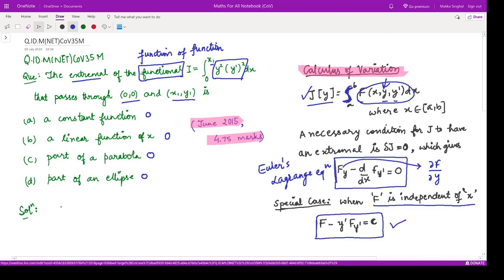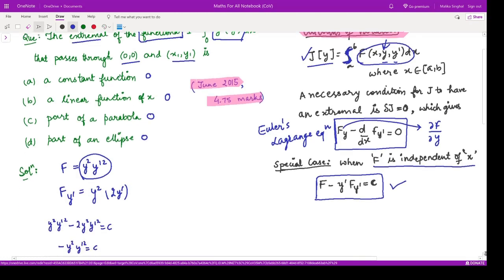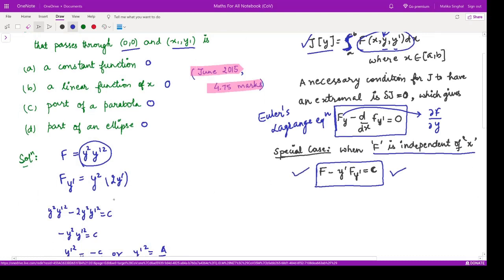So in our question we are given f is equal to y square y dash square, and we need to calculate the partial derivative of f with respect to y dash. So in f we will treat this y as constant, so y square as it is, and we will take the partial derivative of y dash square, that would be 2y dash, right? And we will plug in these values in our Euler-Lagrange equation, this one.